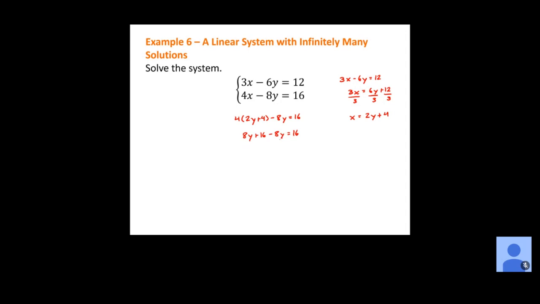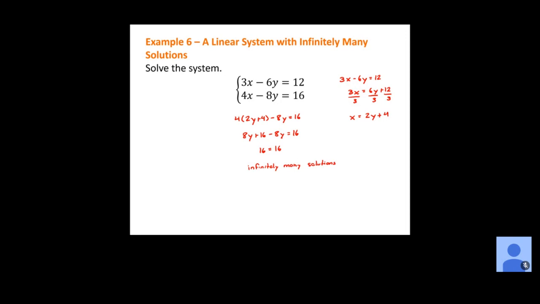Combine like terms, 8y minus 8y cancels out. So we're left with 16 on this side equals 16. Again, all of my variables canceled out, which tells me I either have no solution or infinitely many solutions. Well, in this case, I actually have a true statement. 16 is equal to 16. So that tells me then that this is actually infinitely many solutions. So in other words, these two lines are the same line.